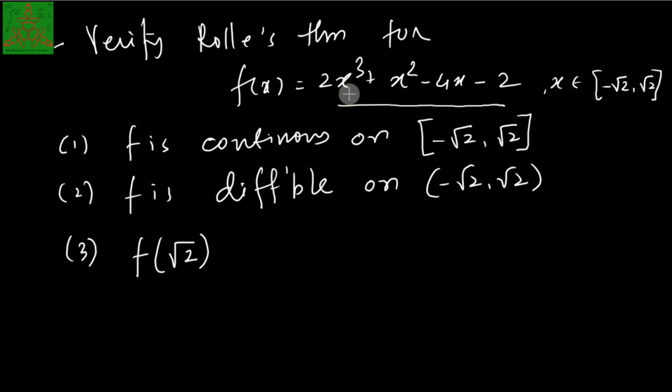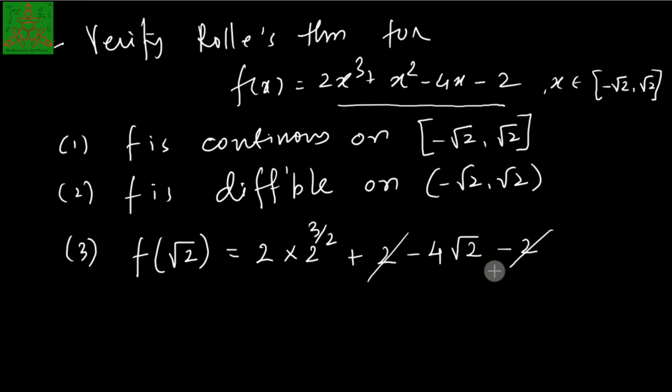So we should check what is f of root 2. That you can find out: 2 into 2 raised to 3 by 2, plus root 2 squared, which gives you 2, minus 4 into root 2, minus 2. This 2 will get cancelled out, and you just observe that this is 4 root 2 and this is minus 4 root 2, so it will be 0.